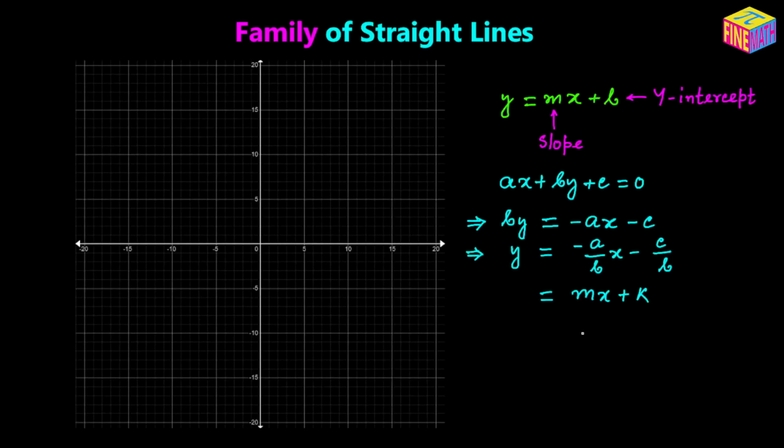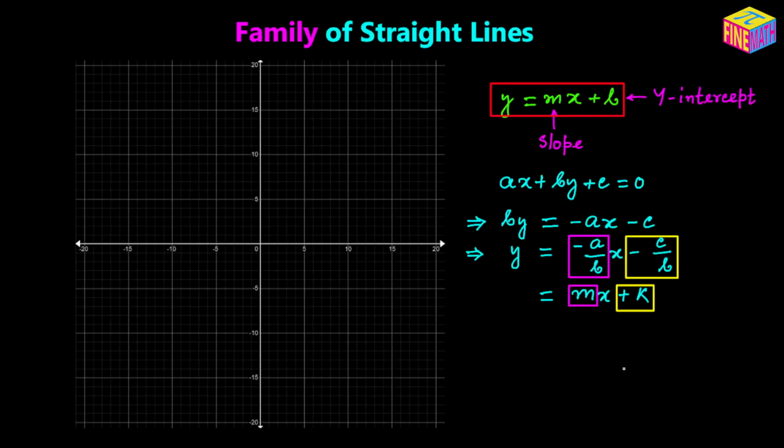It always represents the y-intercept. But I wanted to show you how the general equation can be converted into the y equals mx plus b form. In this case, m is represented by negative a over b and k is represented by negative c over b. So no matter what the form of the equation of a straight line is, we can easily convert it into y equals mx plus b form, and that is the most popular form, which is widely used in solving problems in geometry and coordinate geometry.